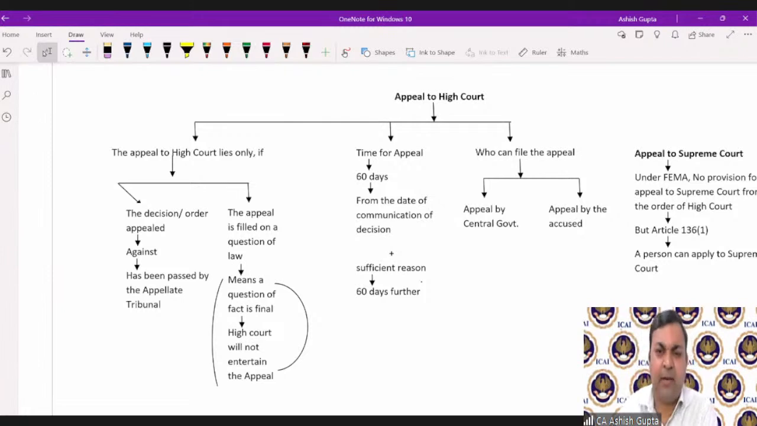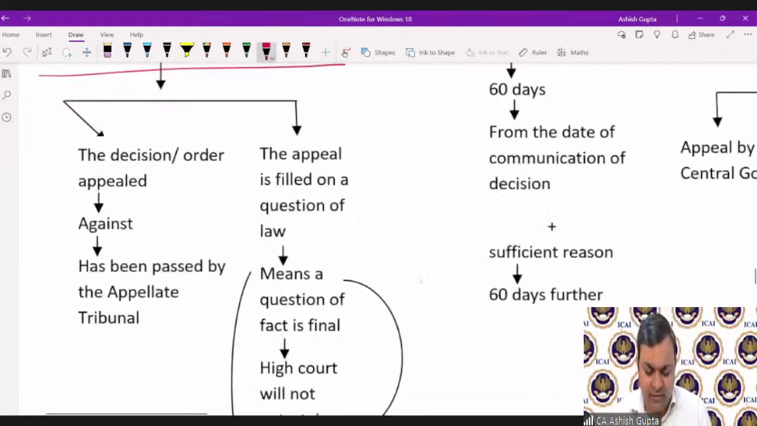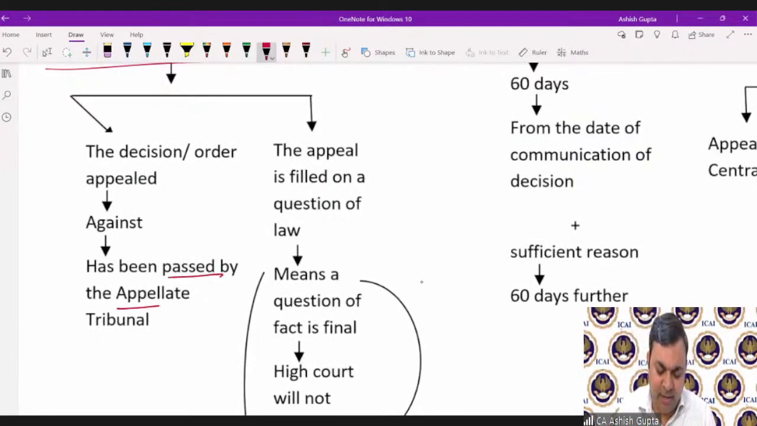Okay. Now, appeal to High Court. This is the third authority we can say. The appeal to High Court lies only in very few cases. The decision or order appealed against must have been passed by the AT. Means if you are not satisfied with the AT, you can prefer an appeal to High Court.